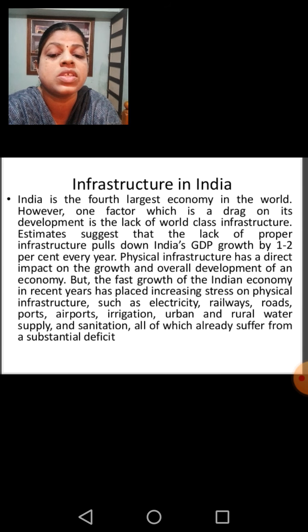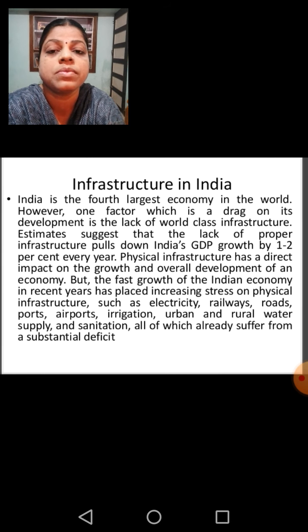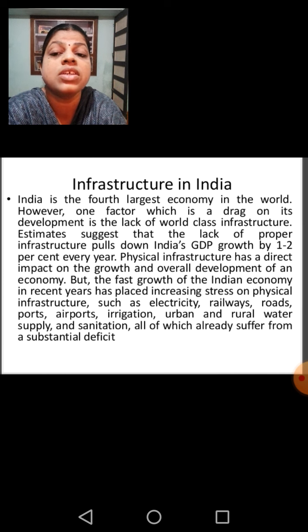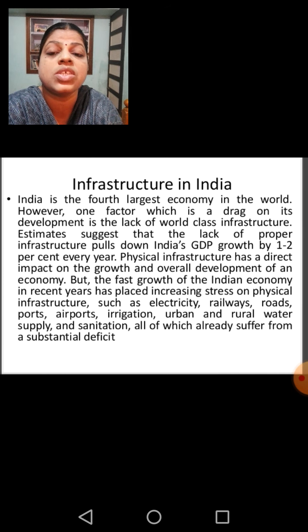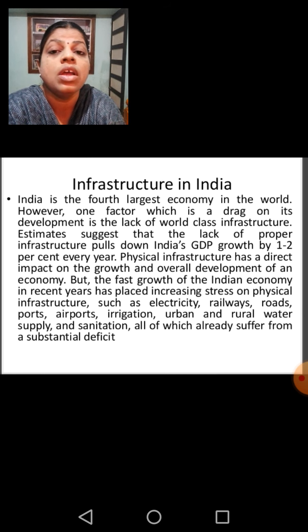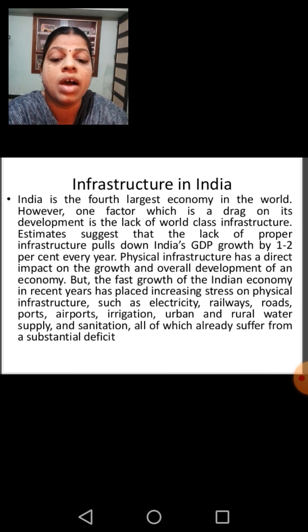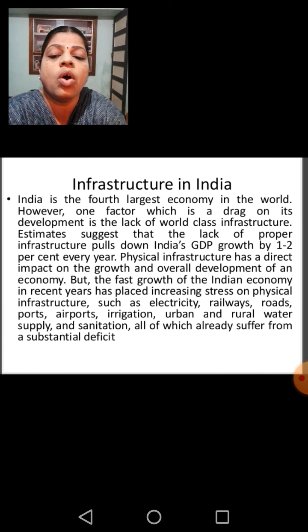These are well known to you, but still I will explain. Physical infrastructure means electricity, railways, roads, ports, airports, irrigation, urban and rural water supply, and sanitation, all of which already suffer from a substantial deficit. So children, these are the various physical infrastructure which is a prerequisite for the economic development of our country. Yes, electricity, which is an important factor. Railways, roads, ports, isn't it? These help us transport the required materials from one place to the other. Then airports, yes, to carry through airways. And irrigation, urban and rural water supply and sanitation. So these are all prerequisite factors required for the well development of our country.